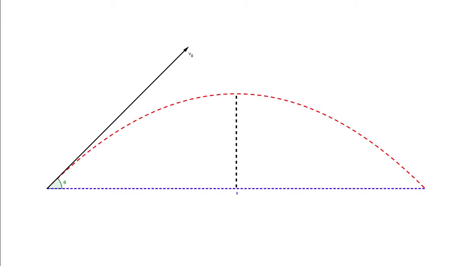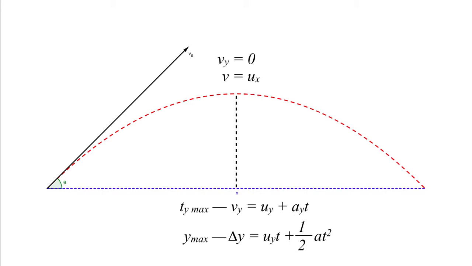Now, at this halfway point, the point where we say is the max height, we already know a couple of things. Firstly, the vertical velocity will be equal to 0. And secondly, because that vertical component is 0, the velocity will equal ux, and obviously ux is unchanging. From this information, we can determine a few things: the time of max height using v equals u plus at, and also the max height of the projectile with the max height time using the delta y equation.